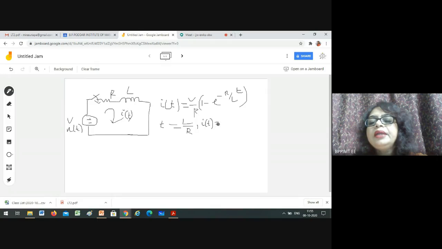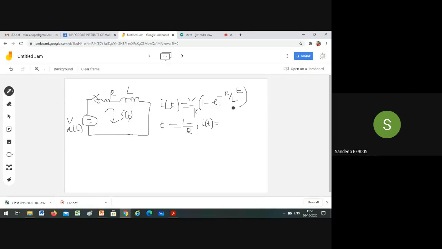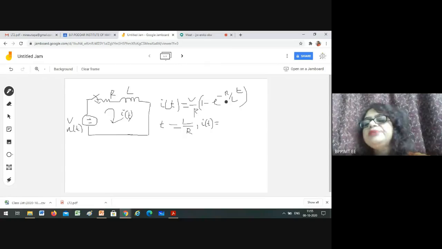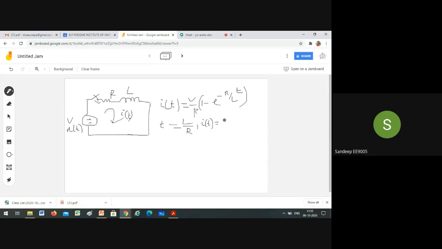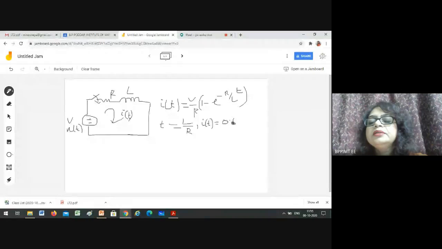How can you get it? Because if you put L by R, it will be e to the power minus 1, and e to the power minus 1 is 0.37. 1 minus 0.37 is 0.63. Right. 0.63 V by R, that is the steady state value. You can depict it just like IS, right?